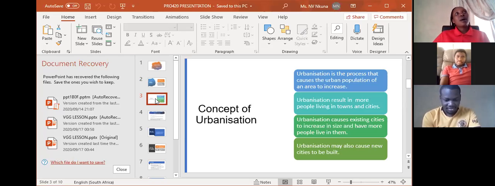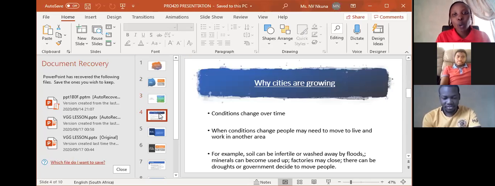So migration is part of everyday life. For example, this year most people were moving from Gauteng to Mpumalanga, and from Limpopo to Gauteng due to COVID-19. Let's look at why cities are growing.